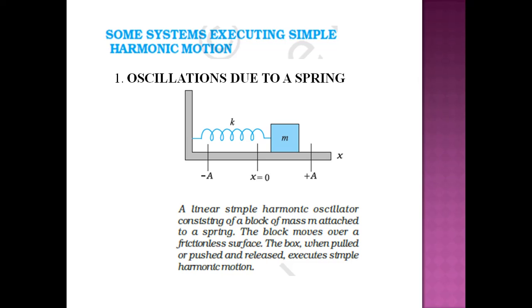So which is the mean position here? X equal to 0 is the mean position here. The positions minus A and plus A indicate the maximum displacement to the left side and to the right side of the mean position, as you can see in the diagram.